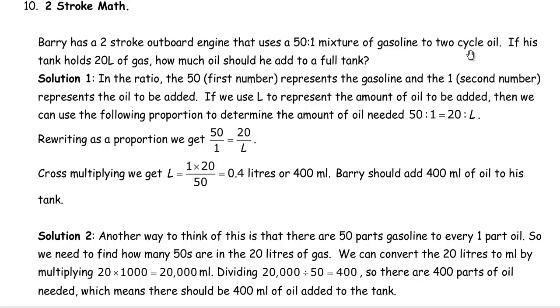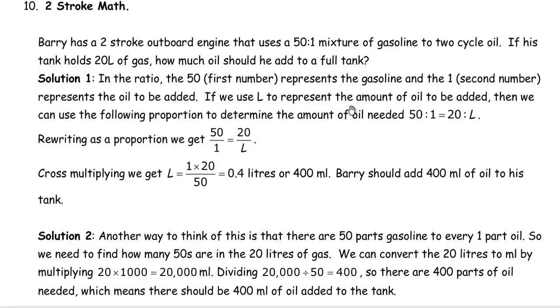And I'm going to show two solutions for how to do this. In the ratio, the 50, the first number, represents the amount of gasoline, and the 1, the second number, represents the oil. So this actually means that there's 50 times the amount of gasoline that there is oil. So if there's 1 milliliter of oil, then there's 50 milliliters of gasoline. So okay, for every one.